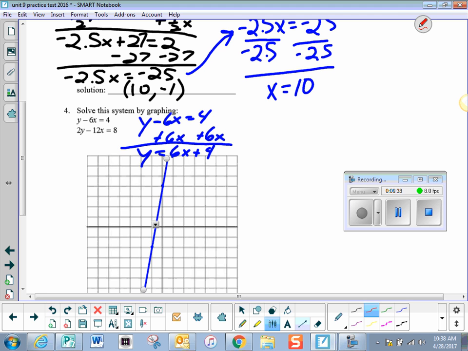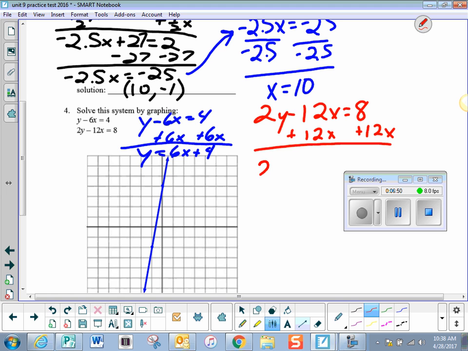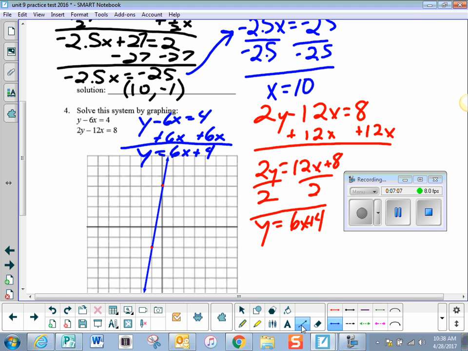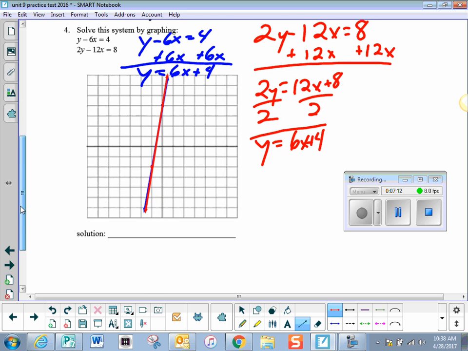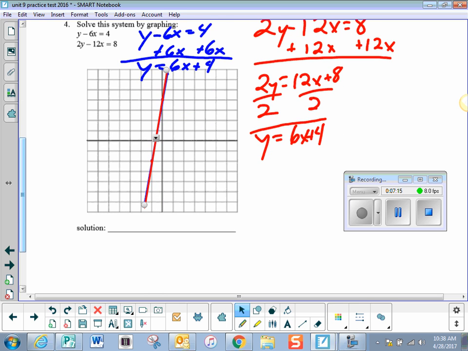Then, on the second one, 2y minus 12x equals 8. Add 12x to both sides, and we get 2y equals 12x plus 8. Divide both sides by 2, and I get y equals 6x plus 4. Oh, peculiar. That's the same thing as the other one. So there's infinite solutions. Opposite of that, Matthew. Haha, Frank.